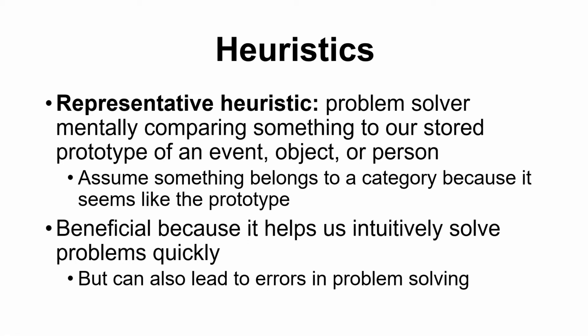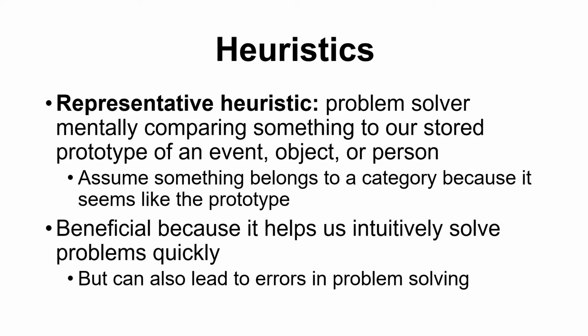So here, a representative heuristic is talking about how we go about comparing that new item that we're looking at, so new things that may or may not belong to a group, and we see which groups it fits in based on our stored prototype of those groups. So we might assume that something belongs to a particular category or group because it resembles our prototype, because it resembles that sort of mental thought and representation that we conjure up when we think of that particular group.